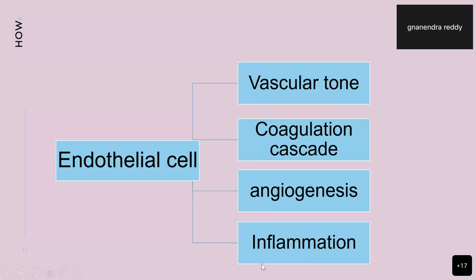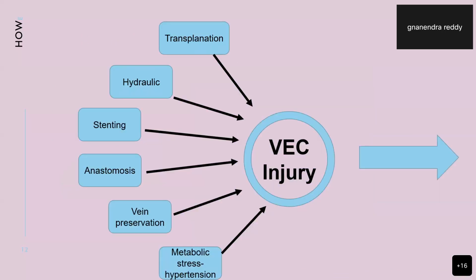It regulates the vascular tone by producing nitric oxide and hydrogen sulfide, which relax the medial smooth muscle and cause vasodilation. It regulates the coagulation cascade by preventing the exposure of the subendothelial matrix. It regulates angiogenesis by secreting various growth factors, and also it prevents inflammation. Injury of any sort to the vascular endothelial cell may be due to metabolic stress, vein preservation, anastomosis, stenting, or hydraulic methods, for example when we distend the vein during vein harvesting, and also during transplantation.